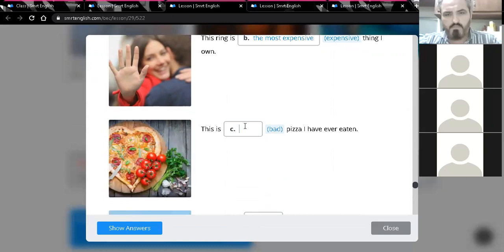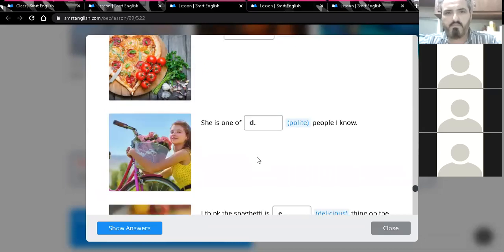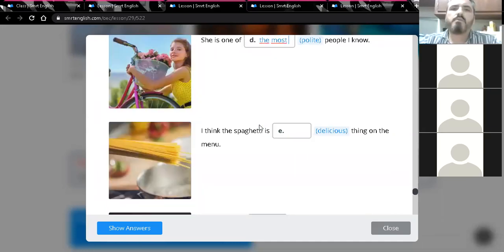Letter C. This is pizza I have ever eaten. What is the superlative form of bad? The worst. Very good. This is the worst pizza I have ever eaten. D. She is one of the people I know. Polite. The more polite. Superlative. Most polite.